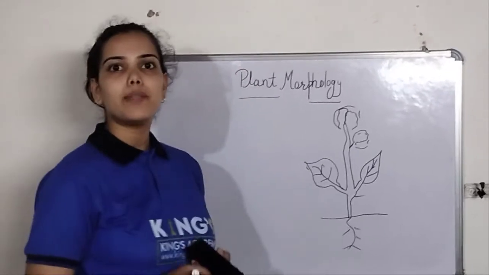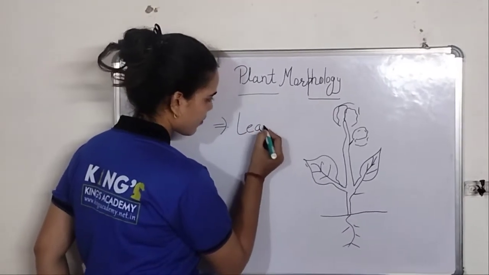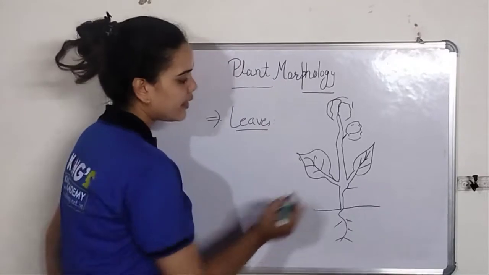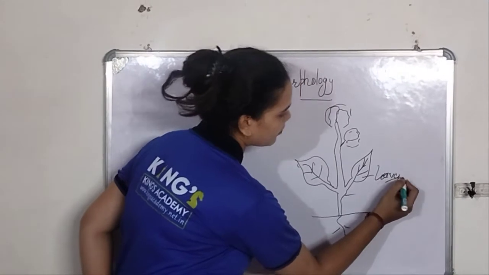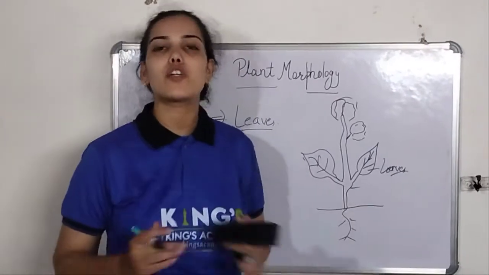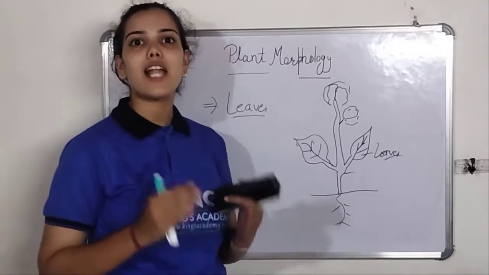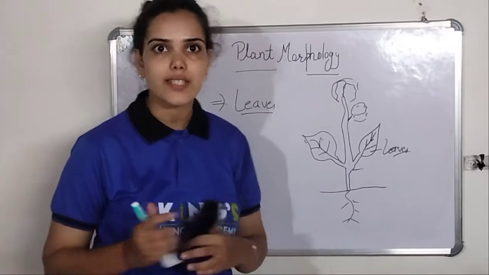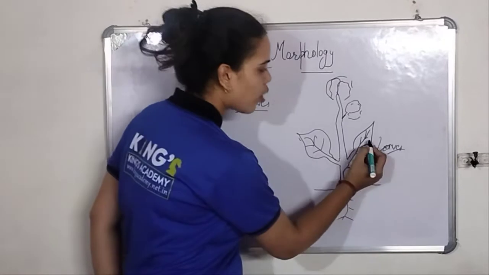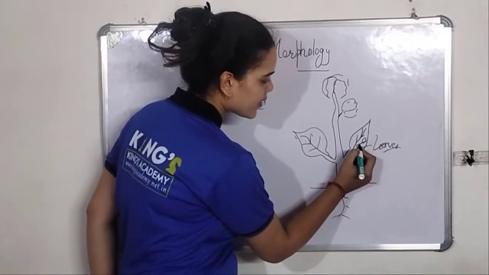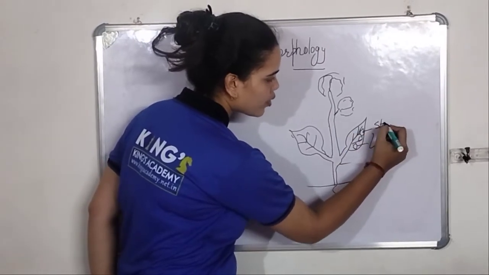the third part of the plant is leaves. This is the leaf of the plant. So what is the main basic function of the leaves? The main basic function of the leaves is that leaves help in the process of photosynthesis, because a leaf has small pore-like openings called stomata.